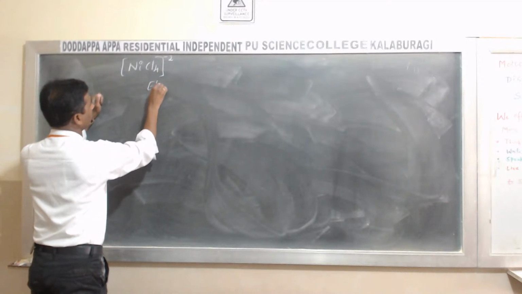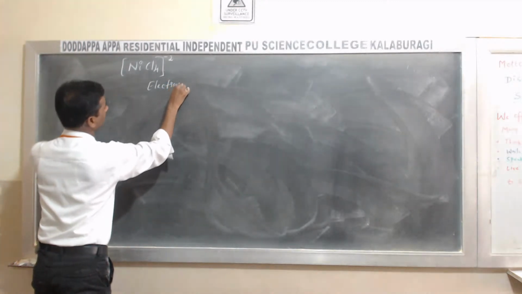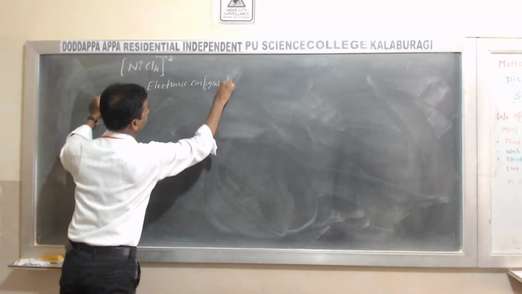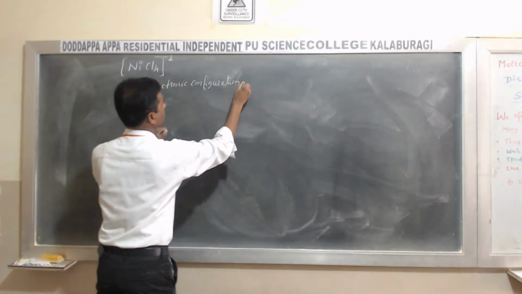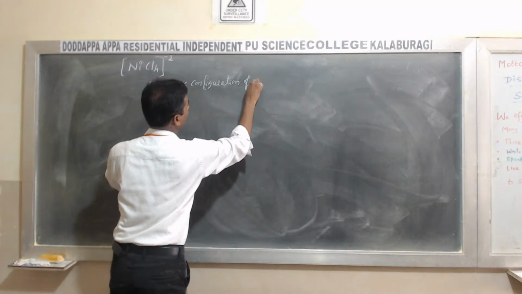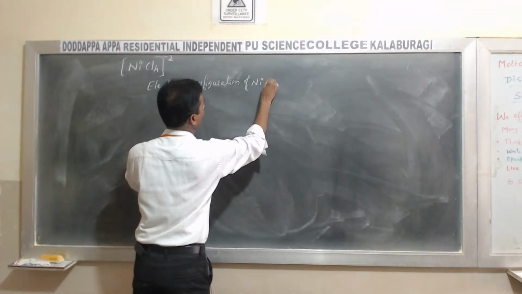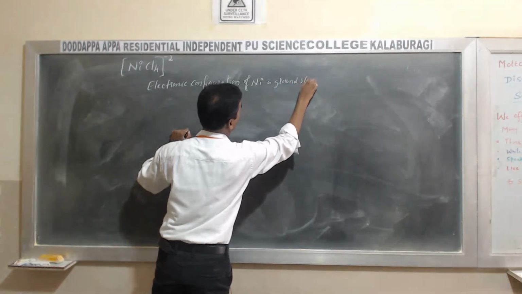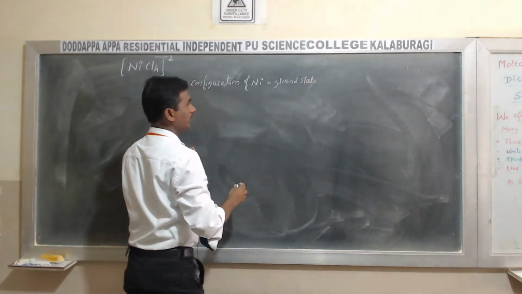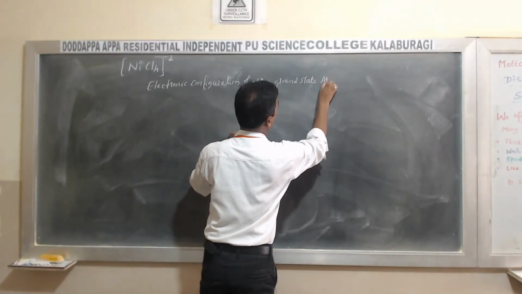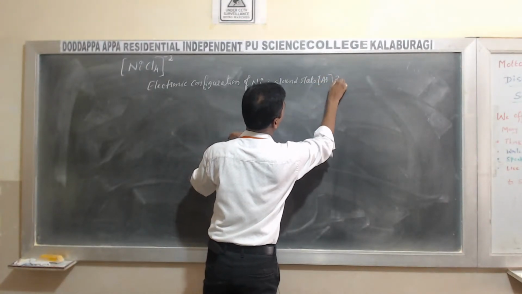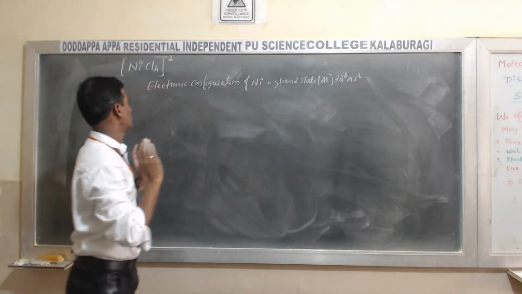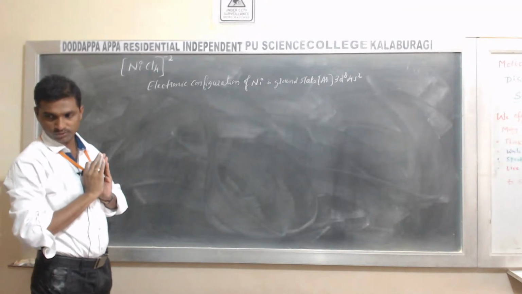The electronic configuration of nickel in the ground state is argon, 18, 3d8 4s2. Argon 3d8 4s2.